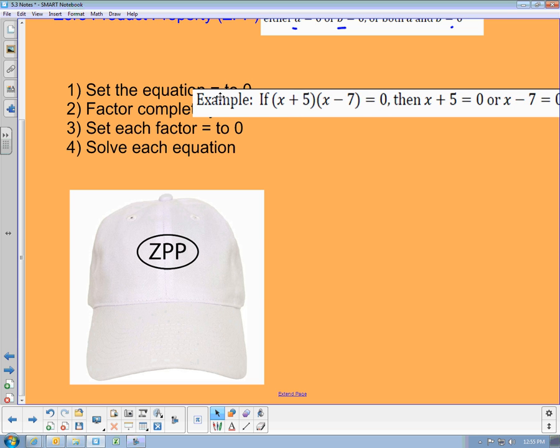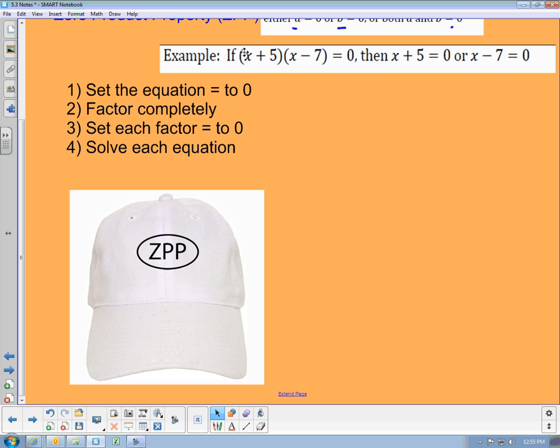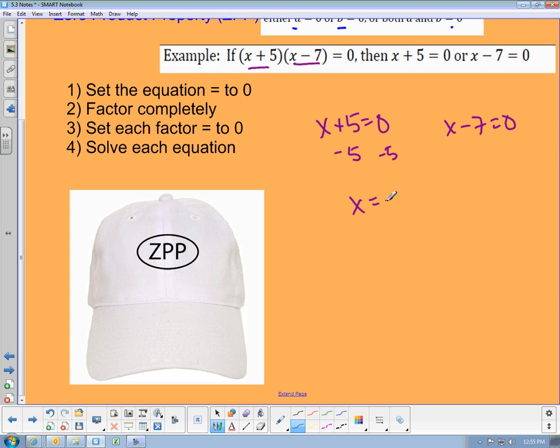We've got these two factors, x plus 5 and x minus 7, equals 0. These are two different factors, okay? This is a factor, and that's a factor. So what they're saying is that either x plus 5 equals 0, or x minus 7 equals 0. So when we solve those, we have x equal to -5, and over here, x equal to 7.